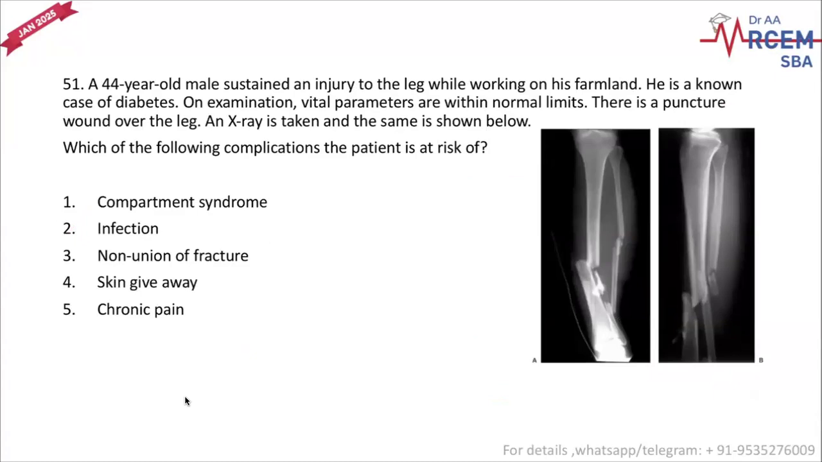A 44 years old male sustained an injury to the leg while walking on his farmland. He is a known case of diabetes. On examination, he is stable. A puncture wound, this is an important phrase, a puncture wound is seen over the leg. X-ray is taken and shown below. Which one of the following complications is the patient at risk of?